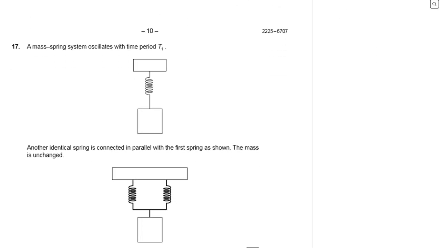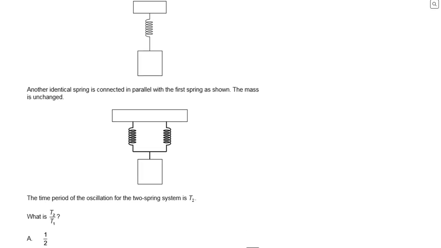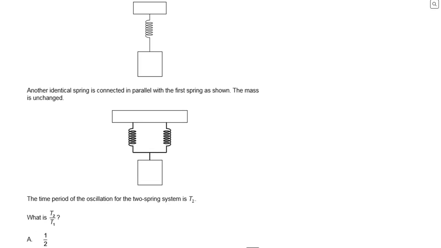Next is 17. A mass-spring system oscillates with time period T1. Another identical spring is connected in parallel with the first spring as shown. The mass is unchanged. Okay, so we have 2 springs now. Our spring constant must then double, right? Because it's stiffer. So stiffer, K2 is equal to 2 times K1.